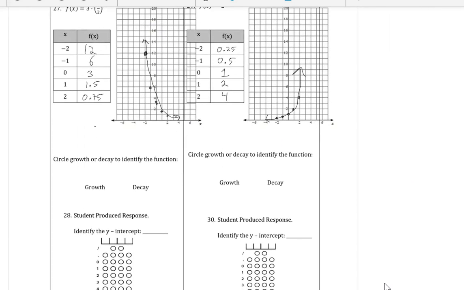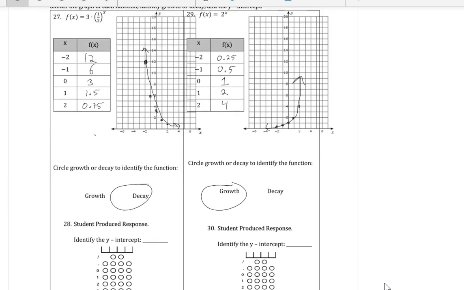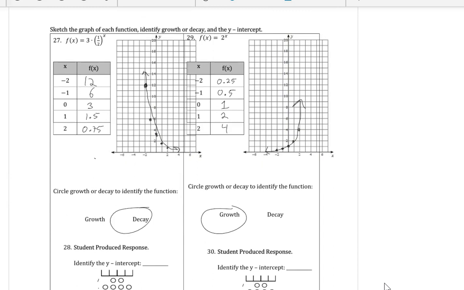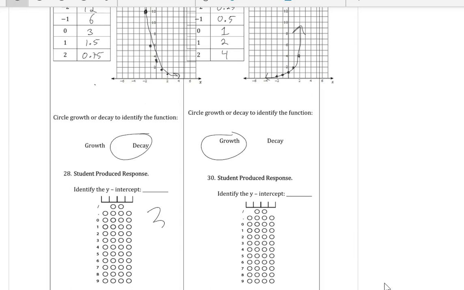Okay, so we've got our graphs, right? On the left, we see we have decay. On the right, we have growth. The y-intercept, that's like our initial value, right? So my y-intercept here, we can see it goes through 3, despite my missing it a bit with the line there. So we're at 3 over here, and over here we are at 1.